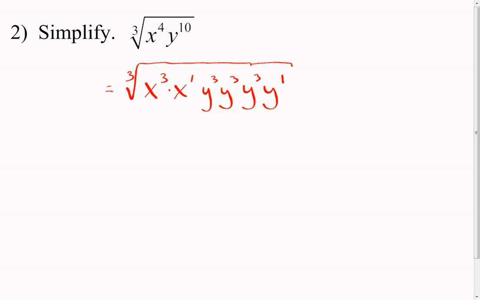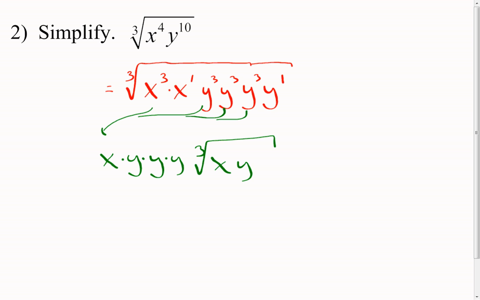And then everybody who has a 3 gets to go out front. So they are all going to go out front. So I'm going to get x times y times y times y. Because again, remember, if it's cubed on the inside, it's going to be just a single one on the outside. And the cube root of x y stays on the inside.